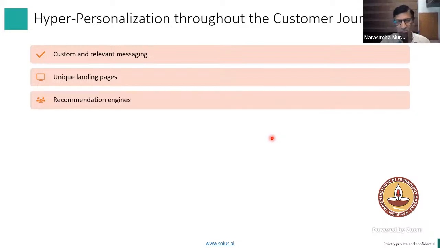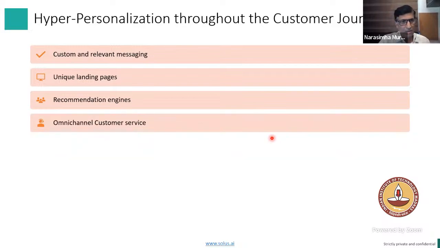Recommendation engines. No hyper-personalization is complete without having a recommendation engine. Recommendation engines can give you recommendations for products, for offers, or a combination of the two. They can also give recommendations about just the messages, the kind of conversations you need to have with the customer. So there are different kinds of recommendation engines.